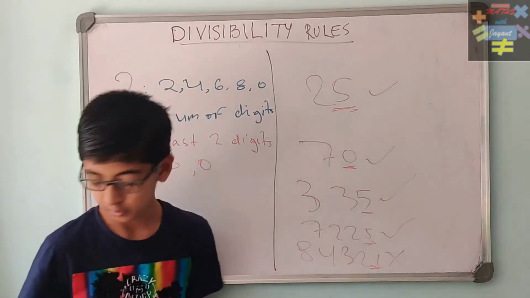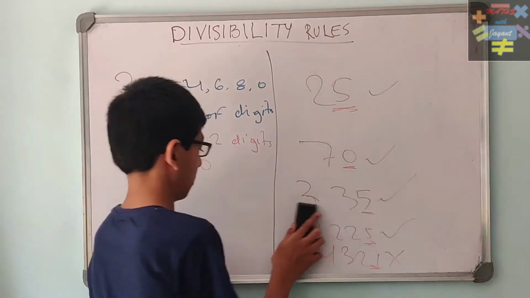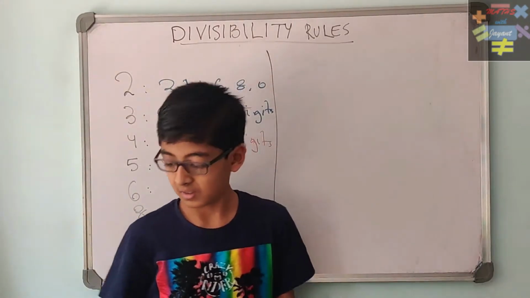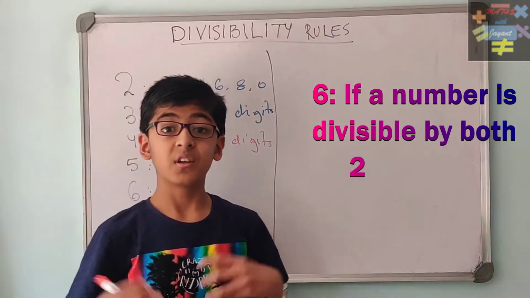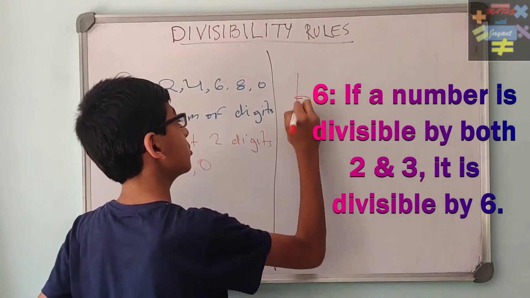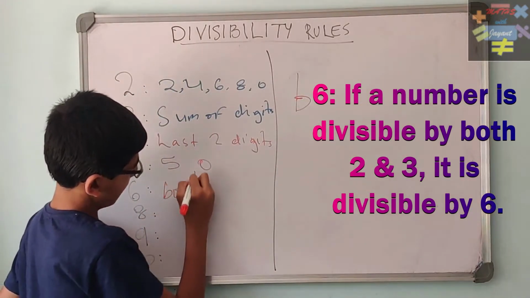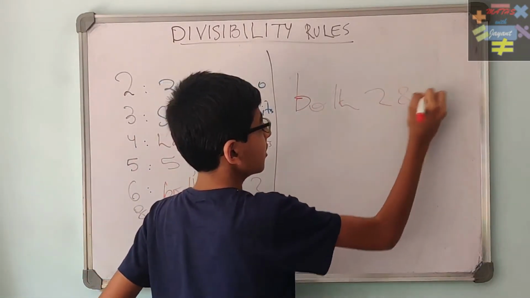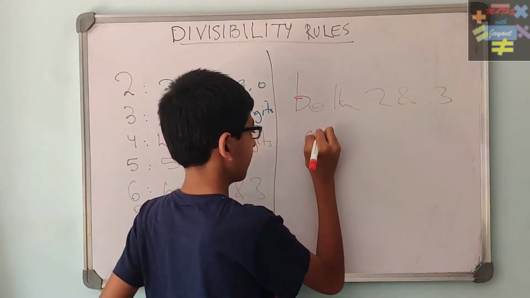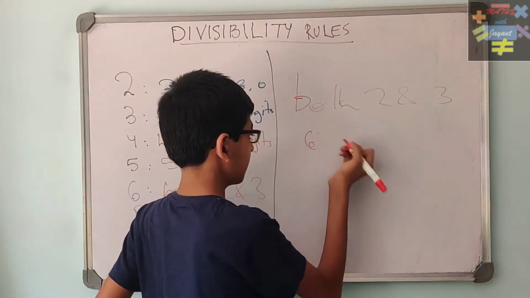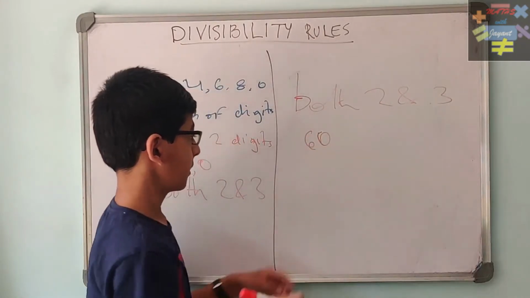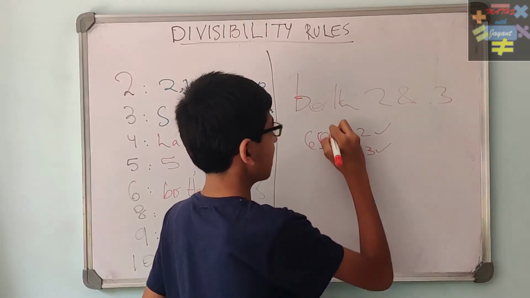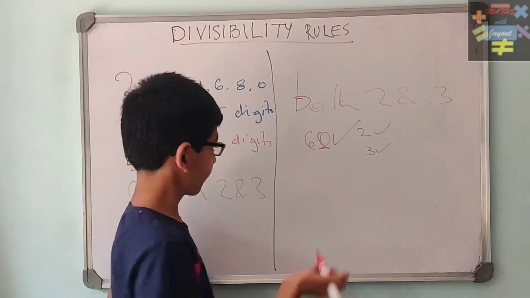Now moving on to the divisibility rule for 6. What is the divisibility rule for 6? If a number is divisible by both 2 and 3, it is divisible by 6. So now we are going to check. Suppose the number is 60. It ends with a 0, so it is divisible by 2. 6 plus 0 is 6, divisible by 3. So it is divisible by 6.